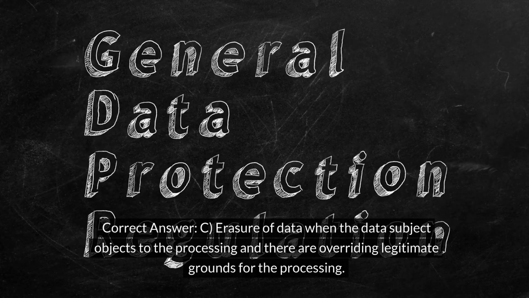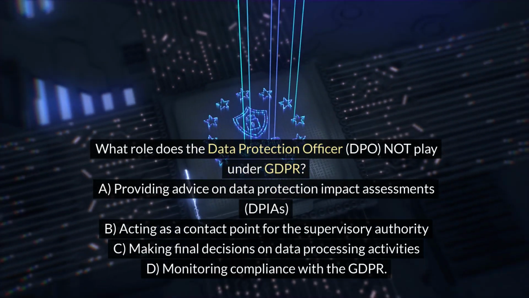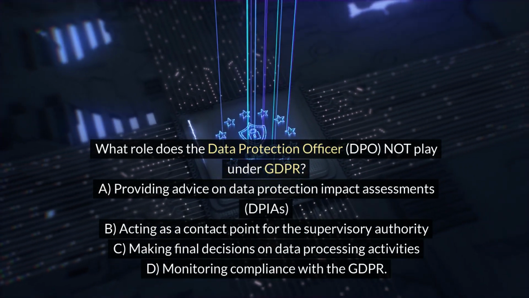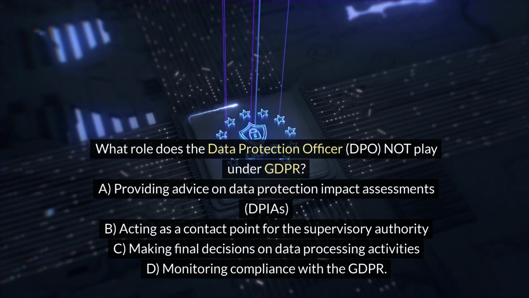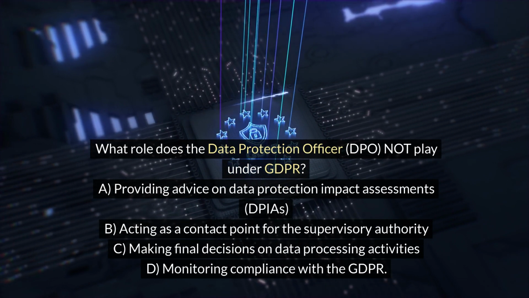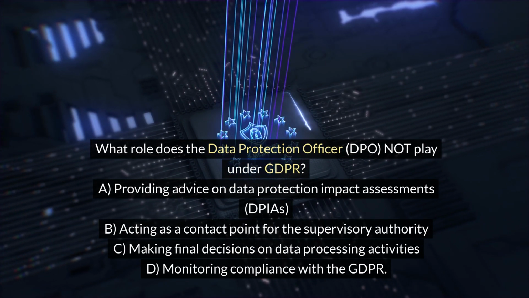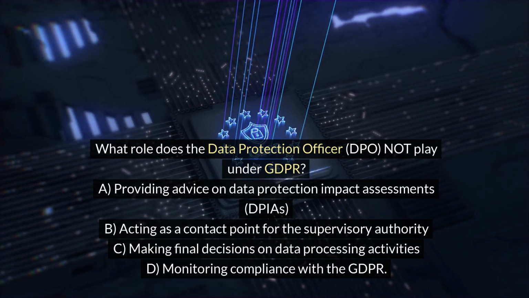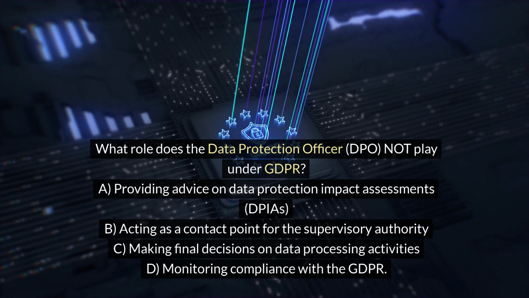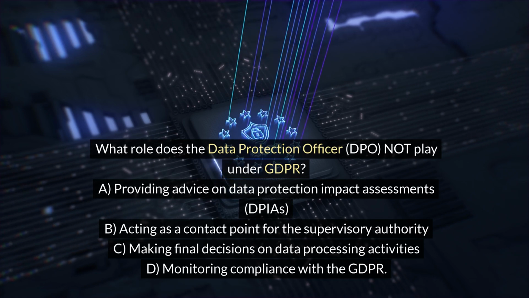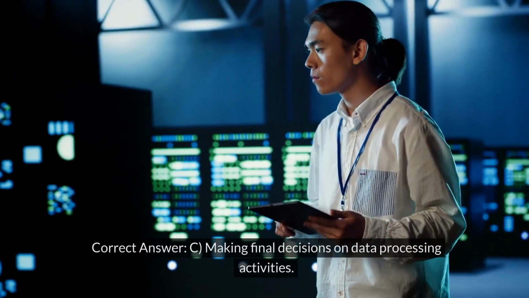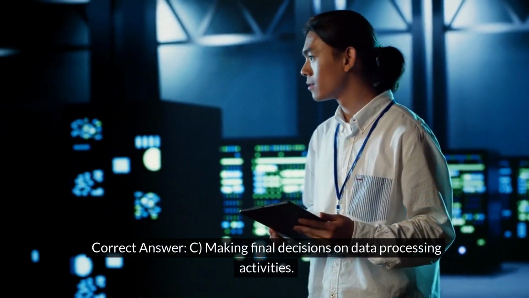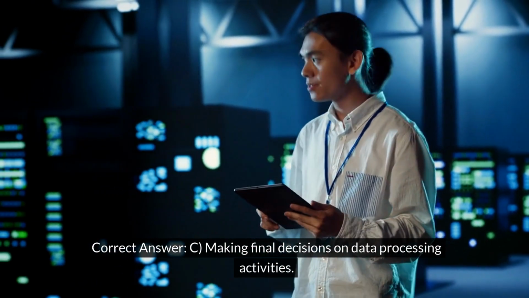for the processing. What role does the Data Protection Officer, DPO, not play under GDPR? A. Providing advice on data protection impact assessments, DPIAs. B. Acting as a contact point for the supervisory authority. C. Making final decisions on data processing activities. D. Monitoring compliance with the GDPR. Correct answer. C. Making final decisions on data processing activities.